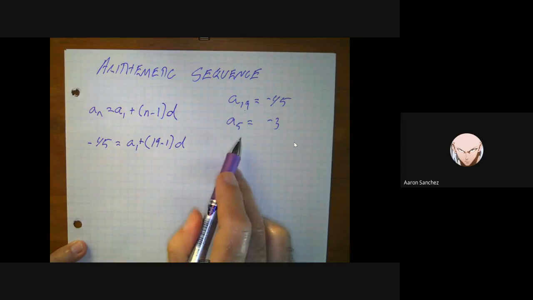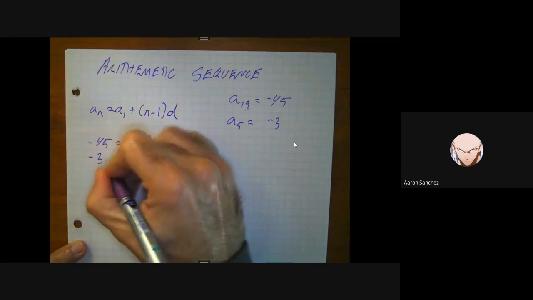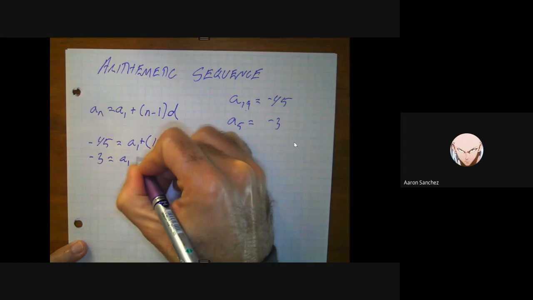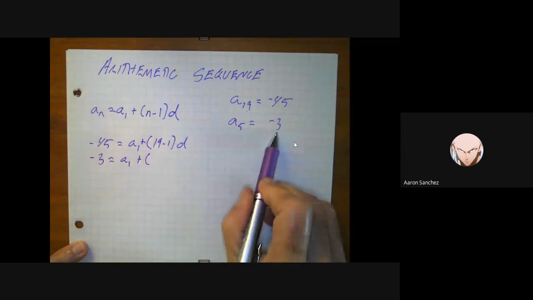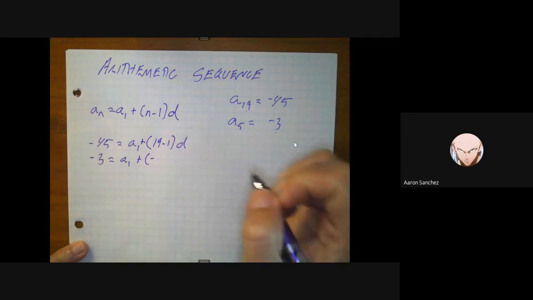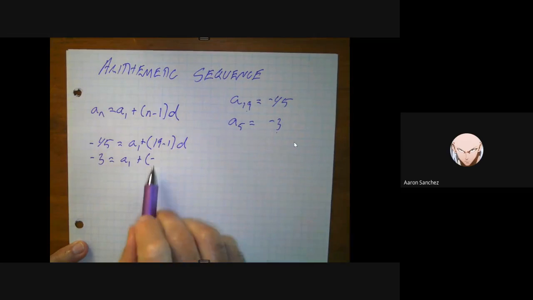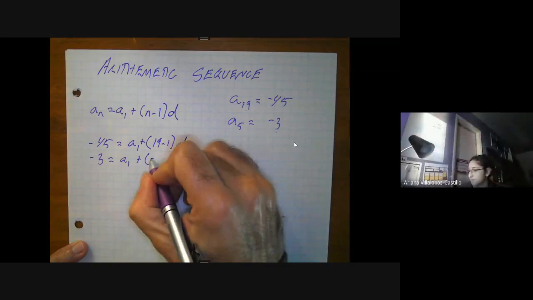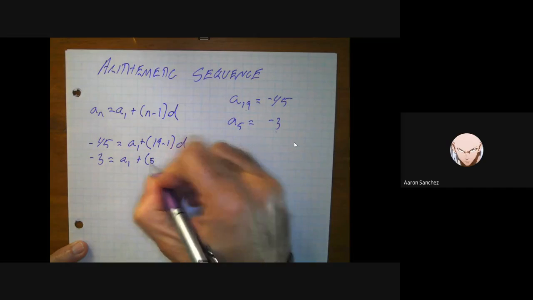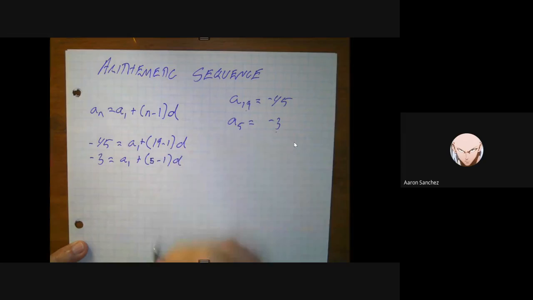And then negative 3 equals a sub 1 plus negative 3 minus 1. No, wait. Not negative 3. What should I put there? Someone yell it out so we can move on. 5. Yes, thank you. Times d.